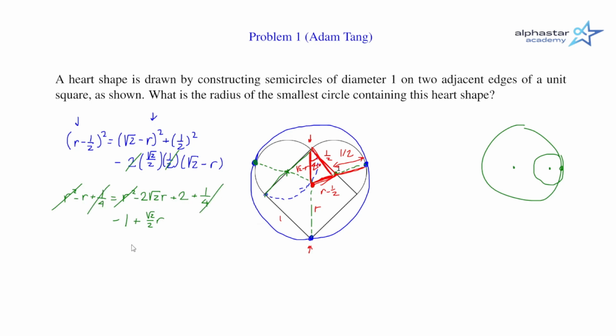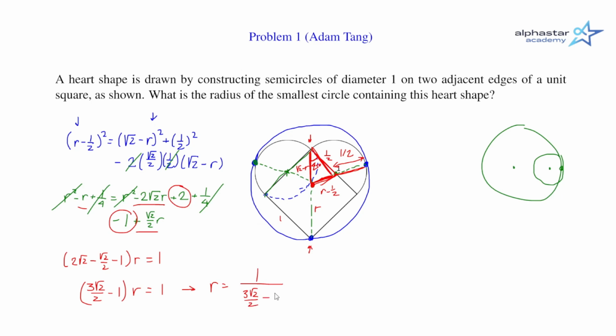So let's bring all the r terms to the left. So minus 2 root 2 becomes plus 2 root 2, plus root 2 over 2 becomes minus root 2 over 2. So we get plus 2 root 2 minus root 2 over 2, and then we also have a minus r here. And then on the right side, we just have plus 2 and minus 1. So that gives us 1. So we just get 3 root 2 over 2 minus 1 all times r is equal to 1. That tells us that r equals 1 over all of this, which equals, well, let's multiply by 2, top and bottom. And now we can multiply top and bottom by the conjugate just to get rid of that ugly denominator.